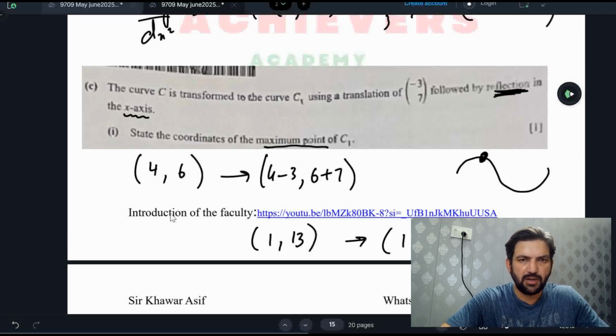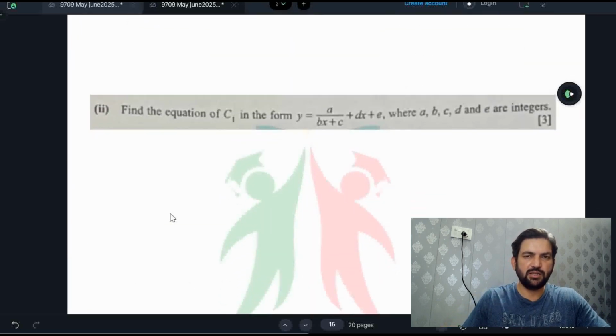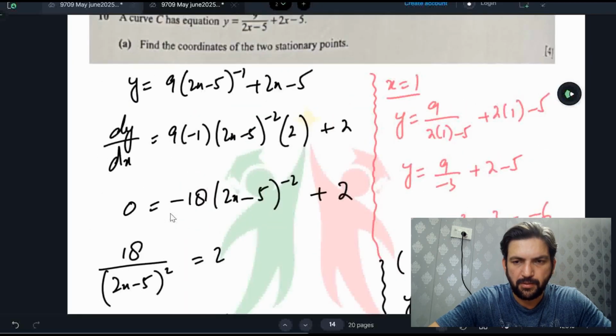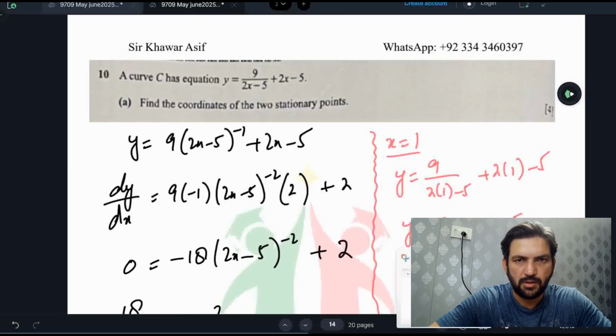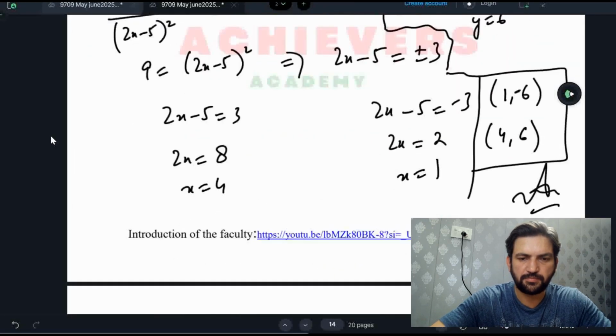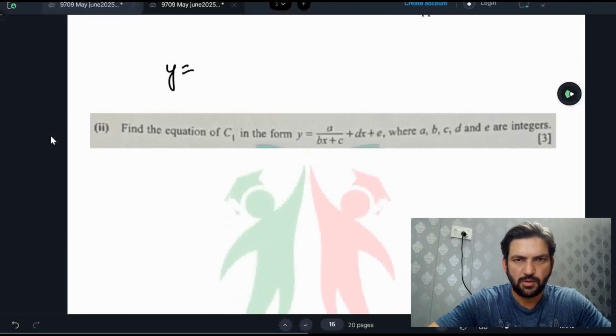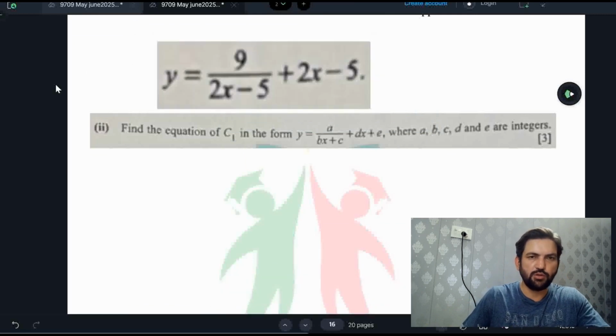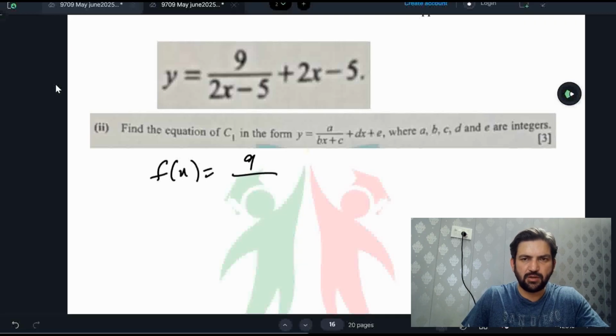Let's move to the B part. Find the coordinates of the C1 in the form this. Now we know that the function was y is equals to 9 by 2x minus 5 plus 2x minus 5. So which means that basically we have f of x is equals to 9 by 2x minus 5 plus 2x minus 5.